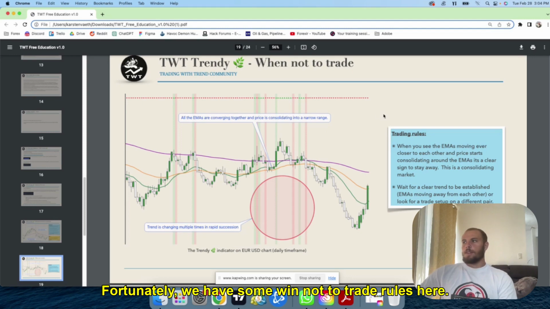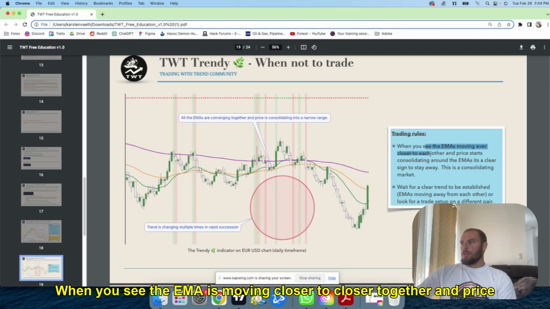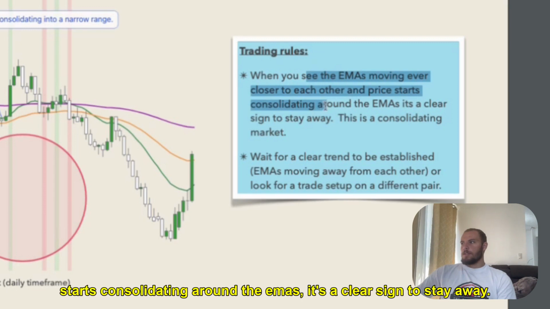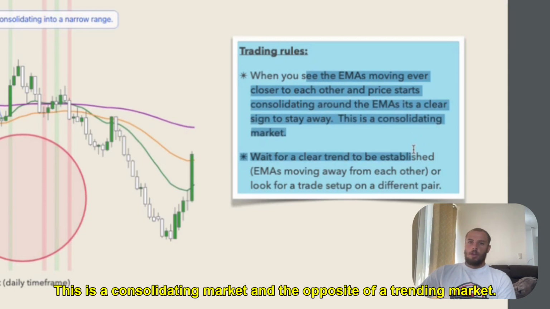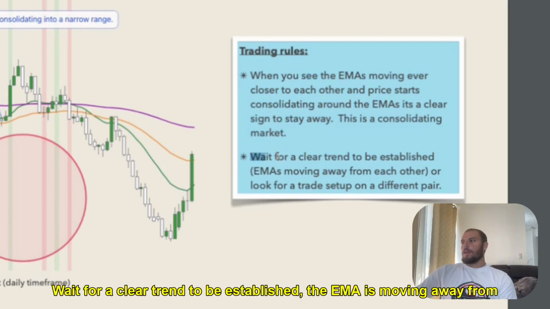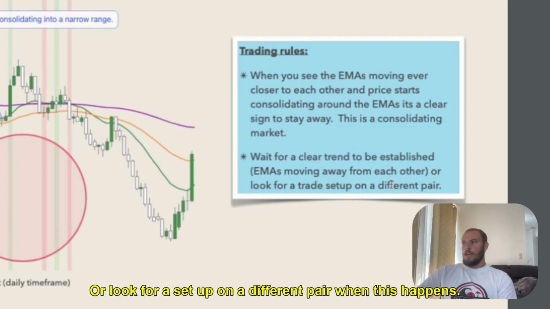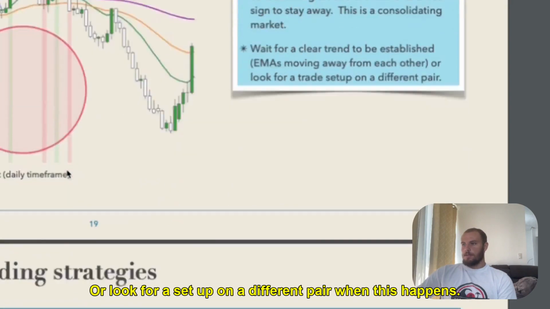Additionally, we have some when not to trade rules here. You don't want to trade when there's rapid color changes, and you don't want to trade when all the EMAs are converging together or overlapping on each other. When you see the EMAs moving closer together and price starts consolidating around the EMAs, it's a clear sign to stay away. This is a consolidating market and the opposite of a trending market. Wait for a clear trend to be established, the EMAs moving away from each other, or look for a setup on a different pair when this happens.